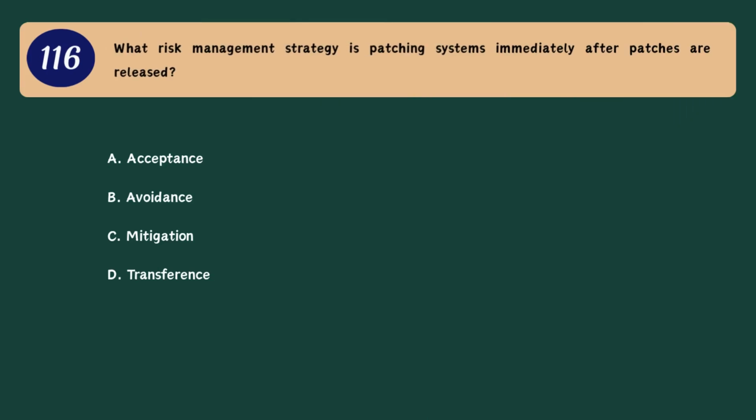Question 116. What risk management strategy is patching systems immediately after patches are released? A. Acceptance. B. Avoidance. C. Mitigation. D. Transference.